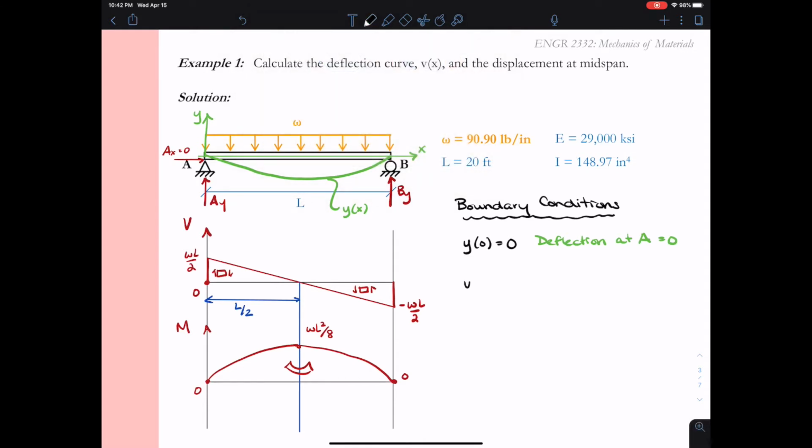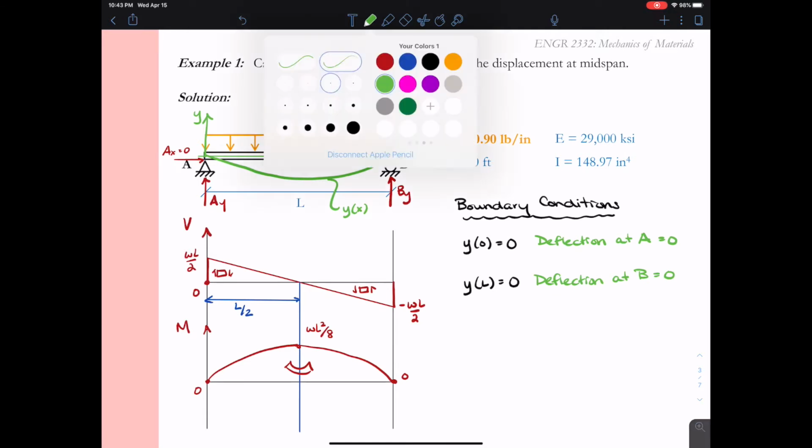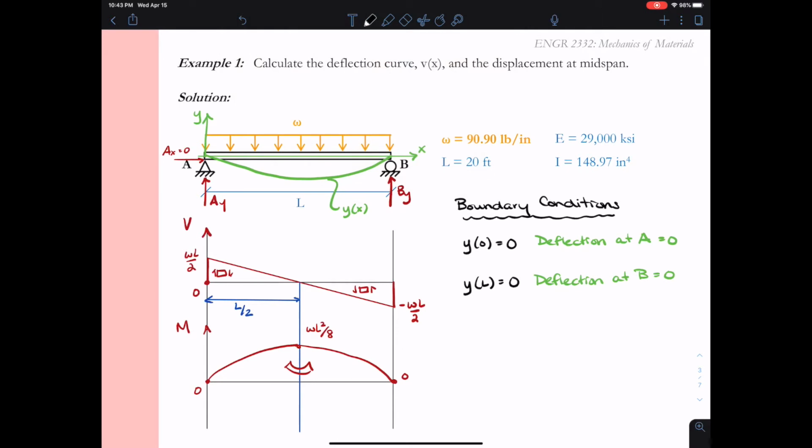And I'll also use the boundary condition y of L equals 0. That means the deflection at B equals 0. Now, if you want to draw the shear and moment diagram in terms of the actual numbers, that's okay. I've left everything here in terms of the variables, and we'll substitute the variables at the end. I find it's a little bit easier, as we do the integration, not to keep the numbers around.